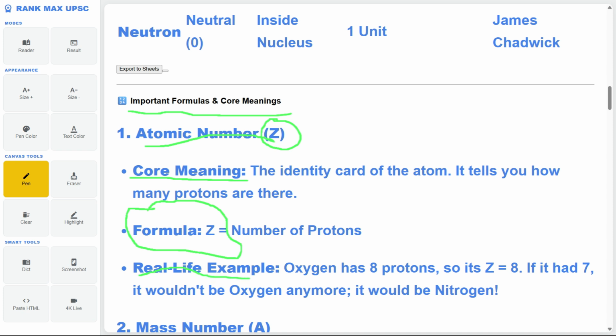Real life example. Oxygen has 8 protons, so Z is equal to 8. If it had 7, it wouldn't be oxygen anymore. It would be nitrogen.